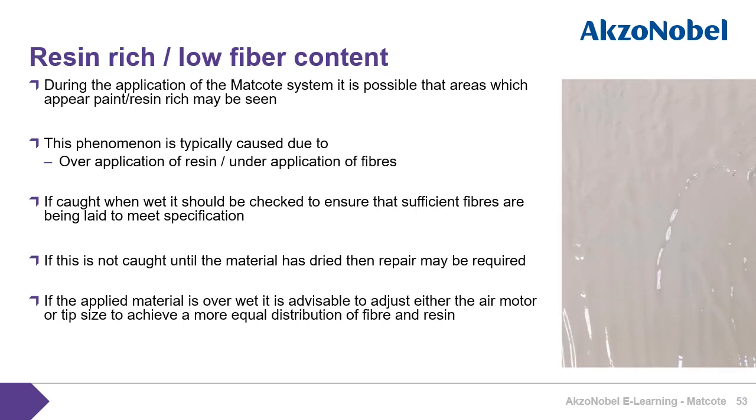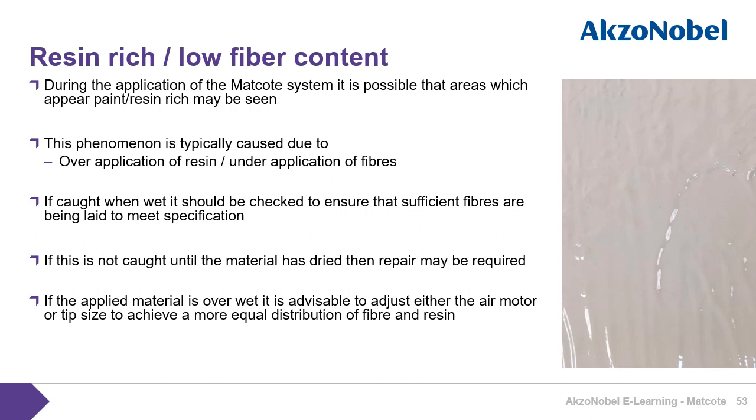During the application of the Matcote system, it's also possible that areas which appear paint or resin rich may be seen. This phenomenon is typically caused due to over-application of the resin or under-application of the fibres. If these spots are caught by the wet film thickness reader or QC operative, it should be checked to ensure that sufficient fibres are being laid to meet the specification.